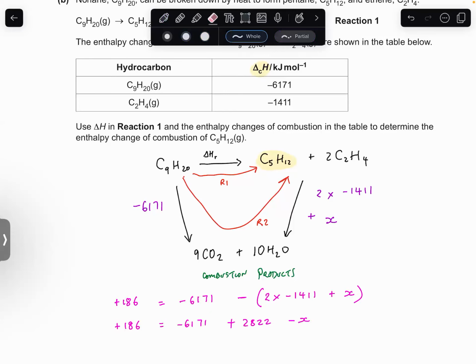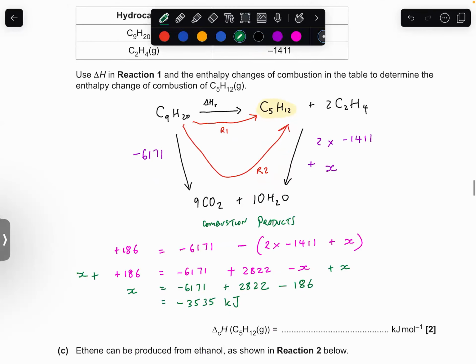Okay, I see what's happening here. We're going to bring x to the other side. Whatever you do to one side, you do to the other. Let's do plus x. And we get x will equal minus 6171 plus 2822, and then minus 186. And you'll find x is equal to minus 3535 kilojoules per mole.